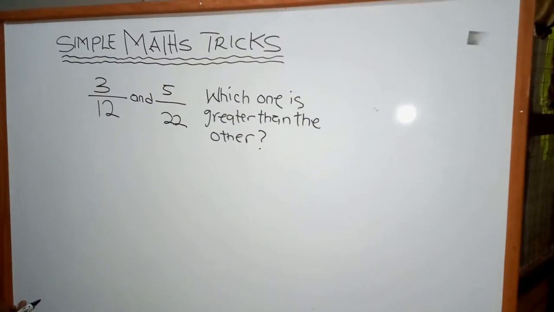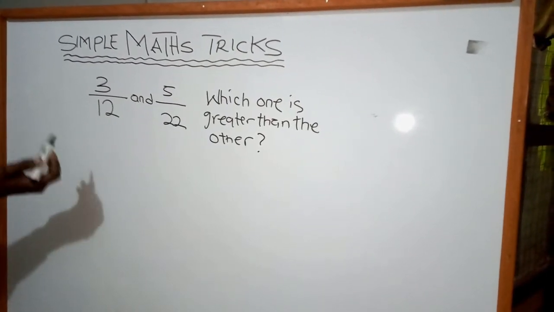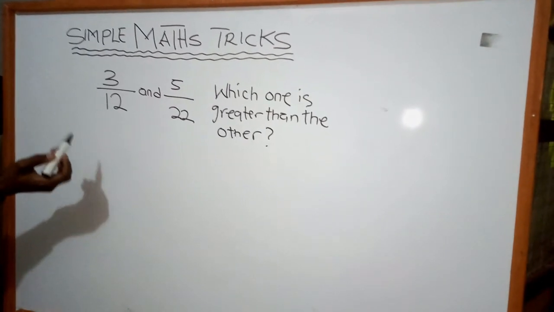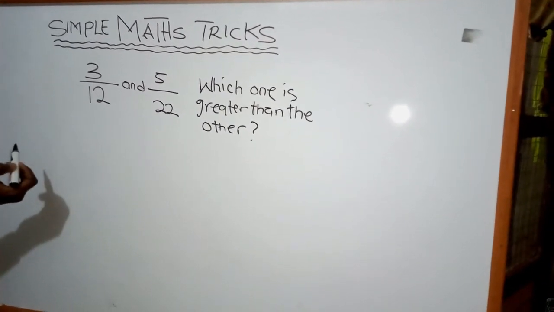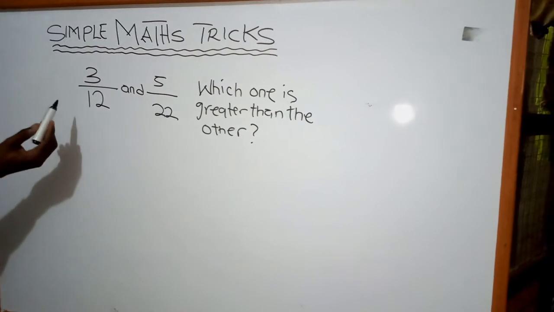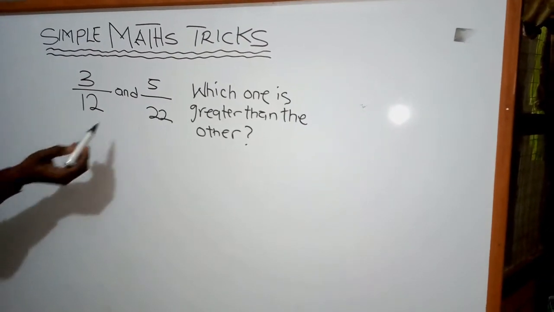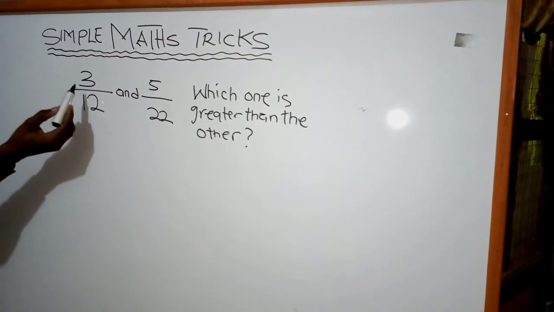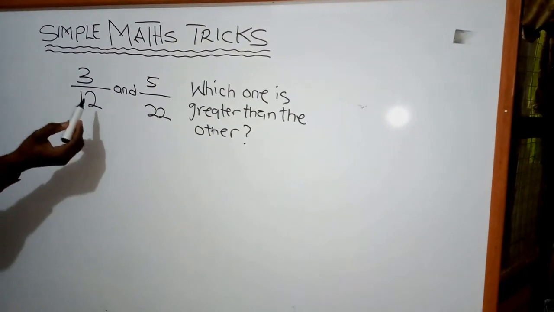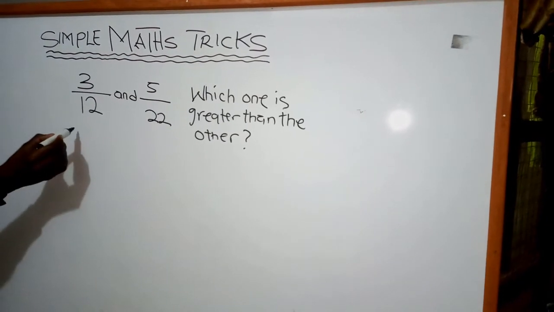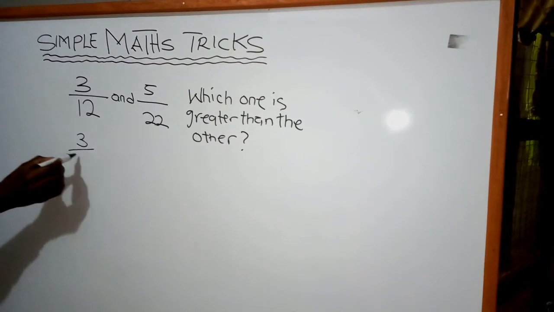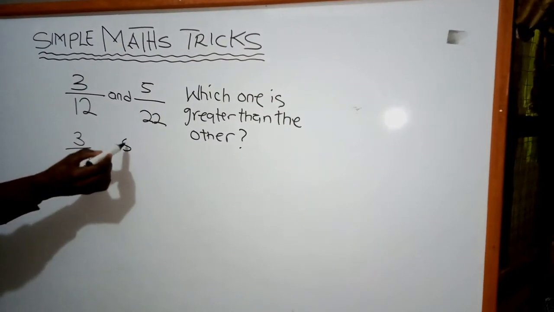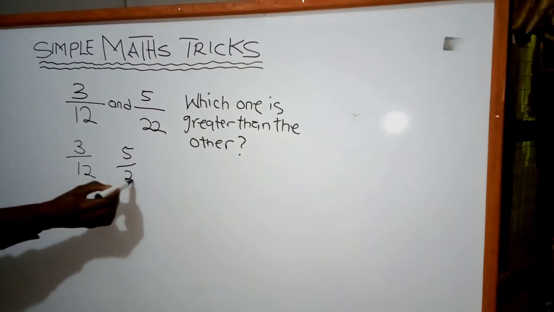Today I'll be showing you a simple mathematics trick for when you come across two fractions and you want to know which between them is greater than the other. Here, for instance, we have two fractions, 3 over 12 and 5 over 22. If you want to simply know which between these two fractions is greater than the other, simply write it down. 3 over 12 like this, and write the other fraction, 5 over what?